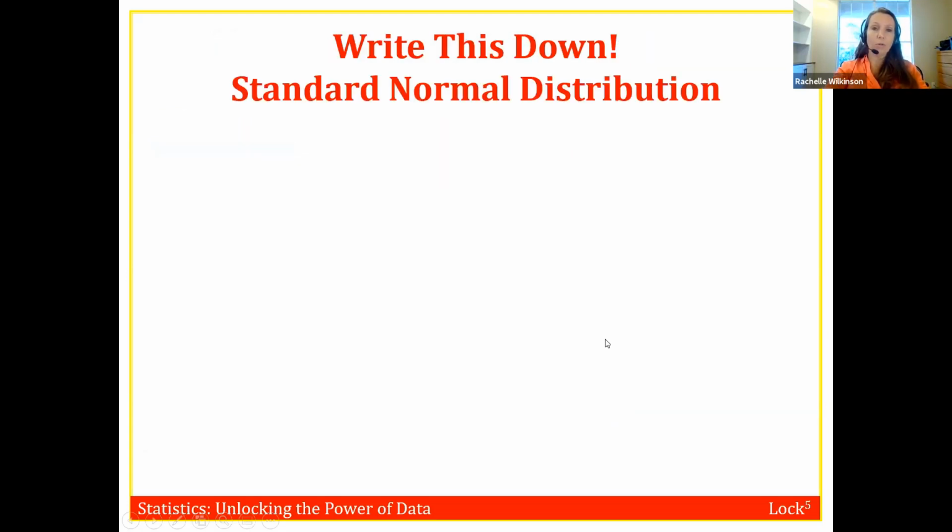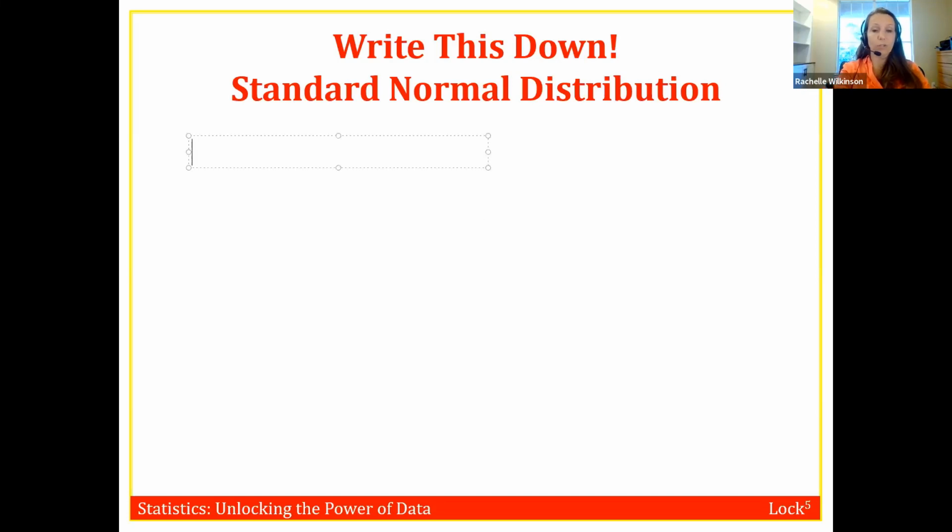All right, we've talked about normal distributions. We said that there's lots of different normal distributions, and the only thing really different about them is that they have a different mean or different standard deviation. But there is one particular normal distribution that is special, and it's used more than any other. So we give it a special name. It's called the standard normal distribution.